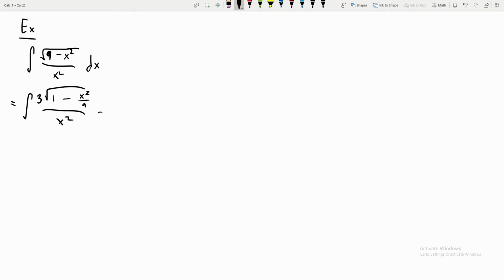Again, if you don't see what I did there, essentially, we have this square root, and I factored out a 9 from here, so 1 minus x squared over 9. And then I brought this 9 out, so it was going to be 3 times the square root of 1 minus x squared over 9. That's what I did in this step right here.